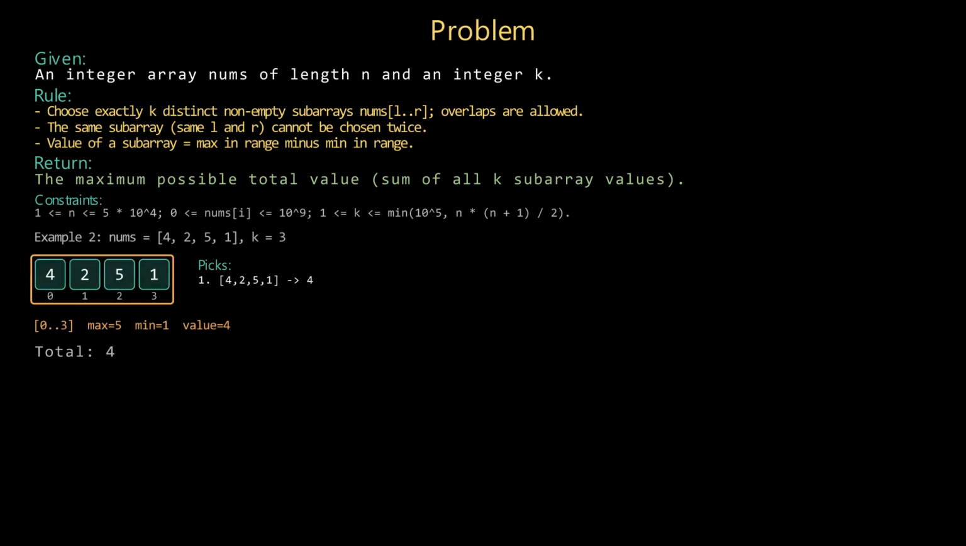Example 2. Nums is 4, 2, 5, 1 with k equals 3. First pick indices 0 through 3. Max 5, min 1, value 4. Second pick indices 1 through 3. Max 5, min 1, value 4 again.